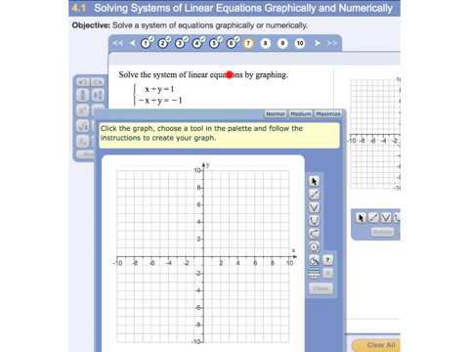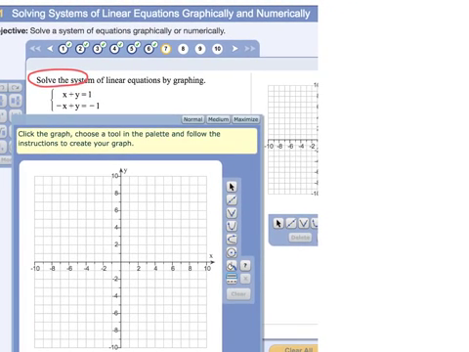All right, so we're going to use graphing in order to find where these two lines intersect to solve. And we want to find that solution. All right, so what we're going to do is we're going to take these two lines and we want to write them both in slope-intercept form.